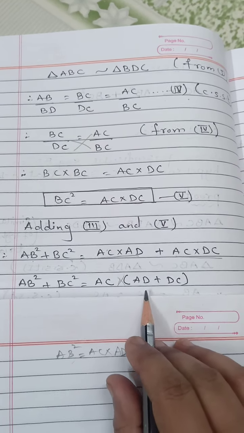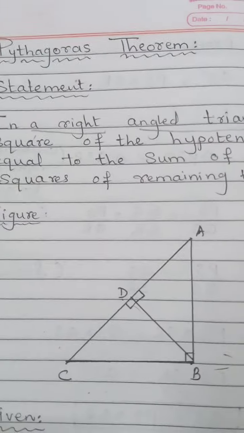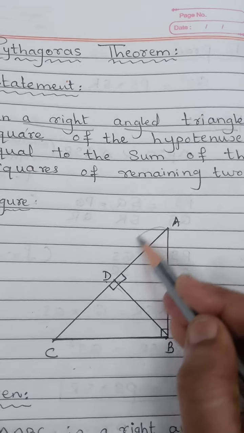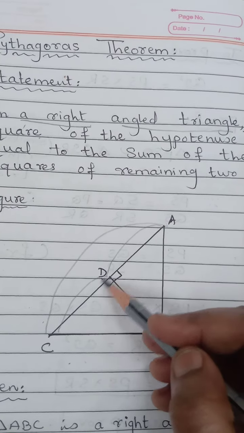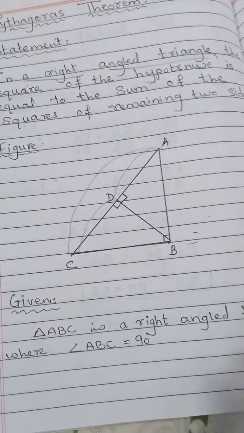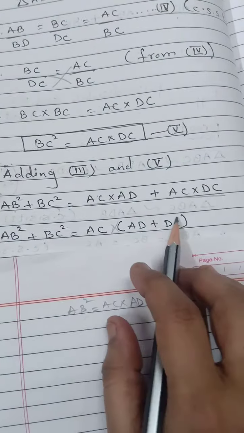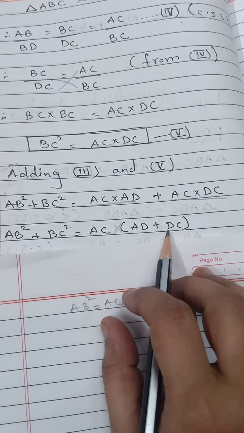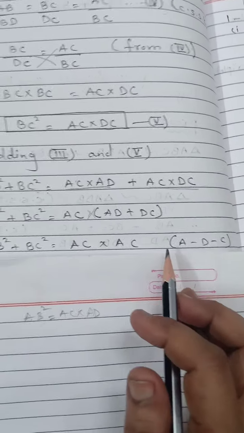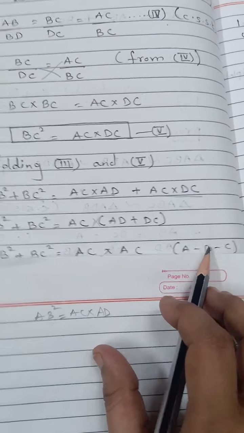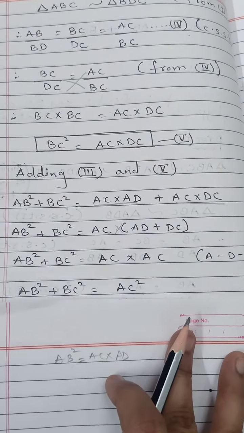Now we will see what is this addition AD plus DC. We will take it in the figure. See the figure, AD plus DC is nothing but AC. Whenever we add AD and DC we will get AC. So here in the place of AD plus DC we can take AC, as I have explained in the figure, because A, D and C are collinear. Now AB square plus BC square we will take like that. AC into AC will become AC square.